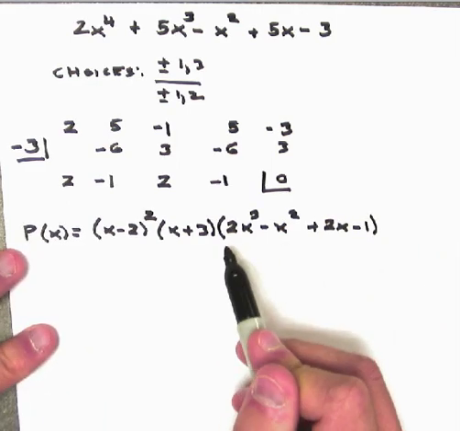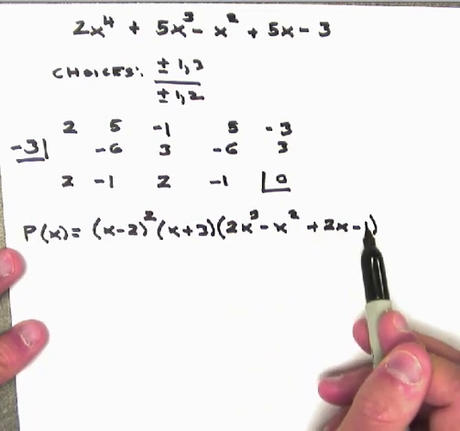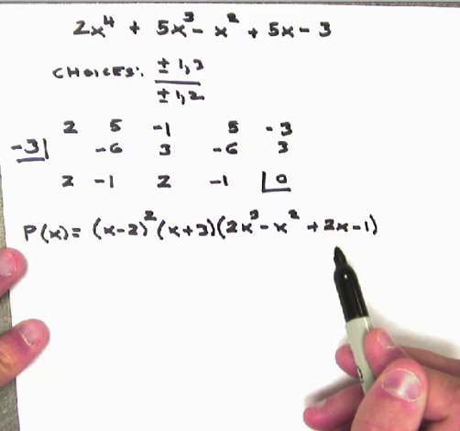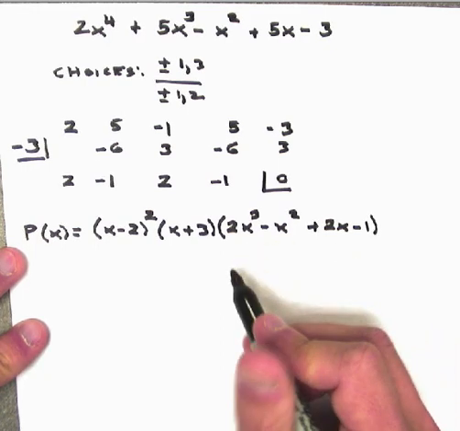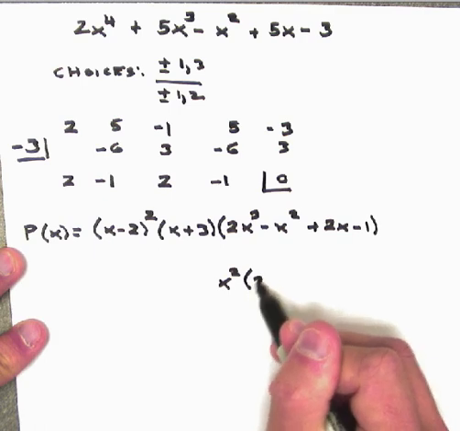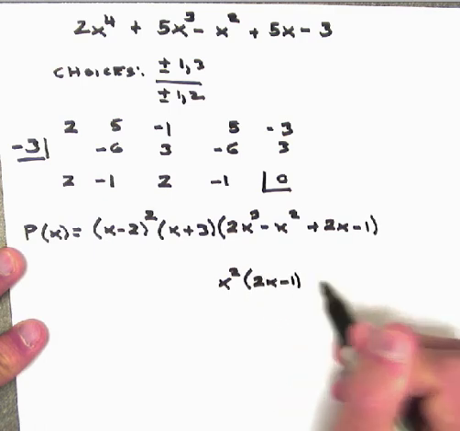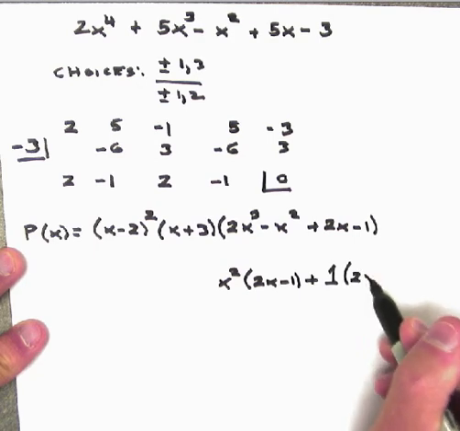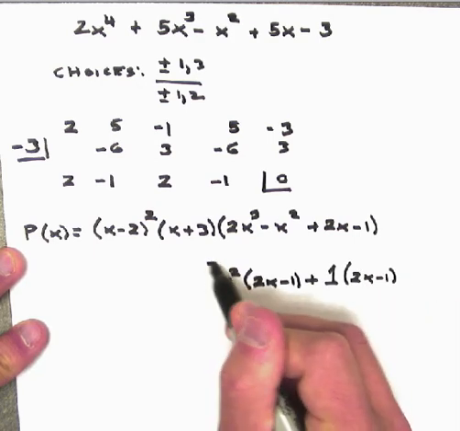And now I might be in a position to use one of my old factoring techniques. I'm down to 4 terms. So it's possible this might factor by grouping. So let's take a look. I can factor out an x squared from the first 2 terms and be left with 2x minus 1. And lo and behold, if I stick out 1 in front, I have 1 times 2x minus 1 down there.